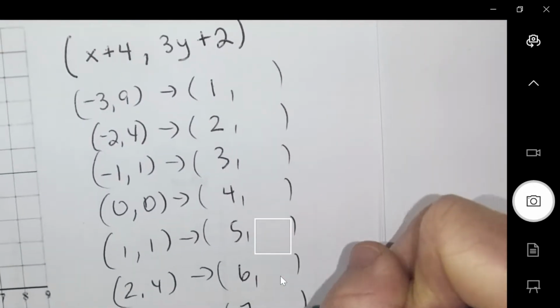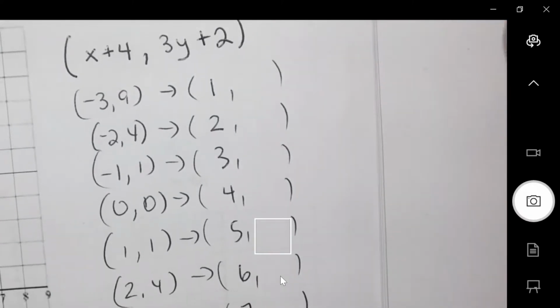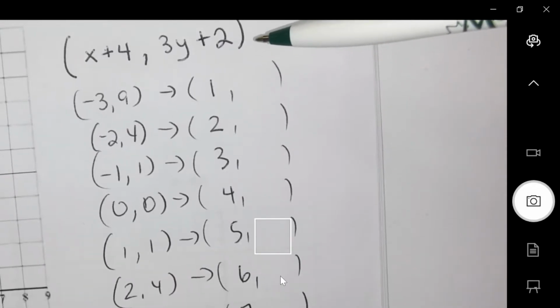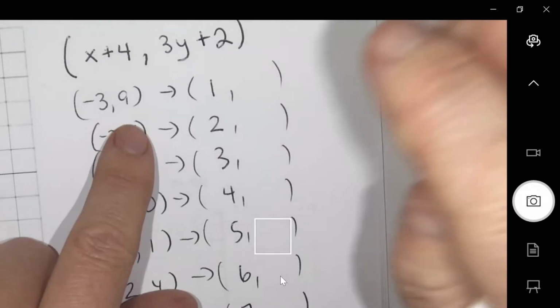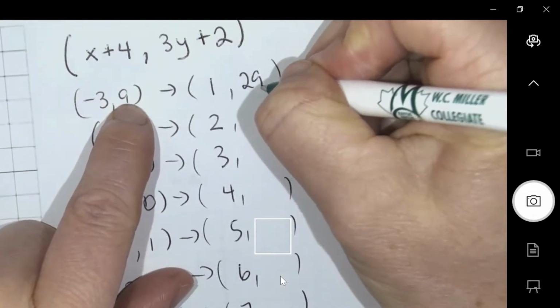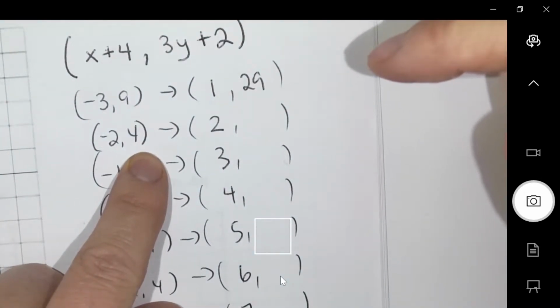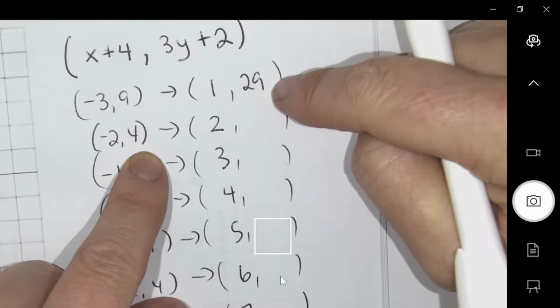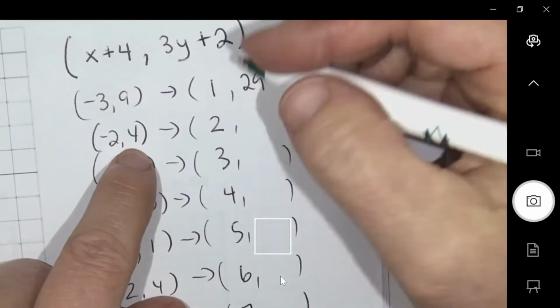So that just makes me a little bit faster. I don't have to rethink about that every time. I'm just going to go, let's do them all. Okay, now I'll run all the y's through. 3 times 9, 27, plus 2 is 29. Probably not going to graph that one. Okay, 3 times 4, 12, so 14.